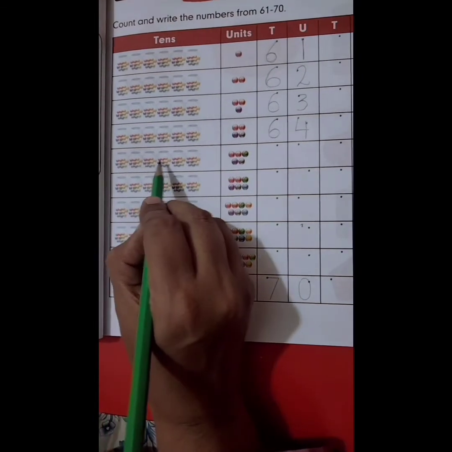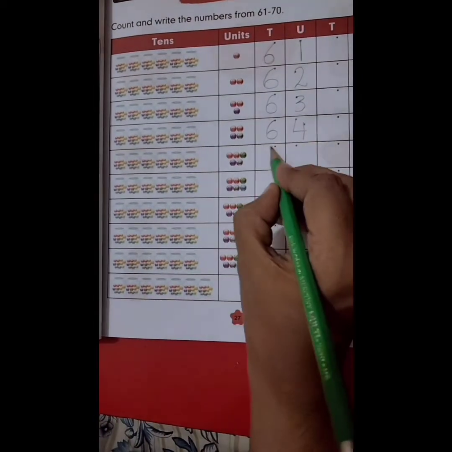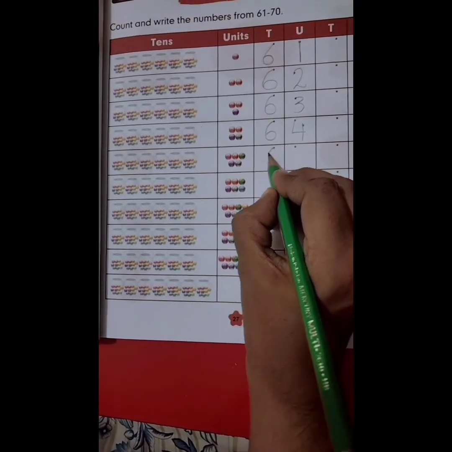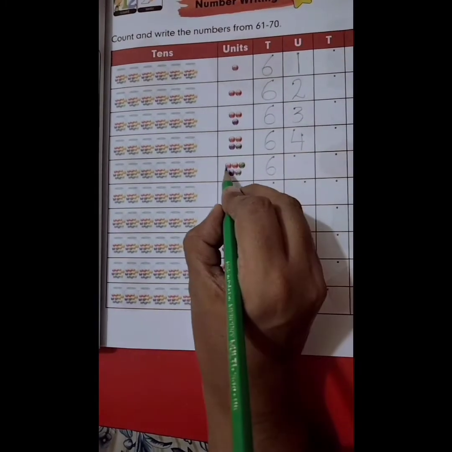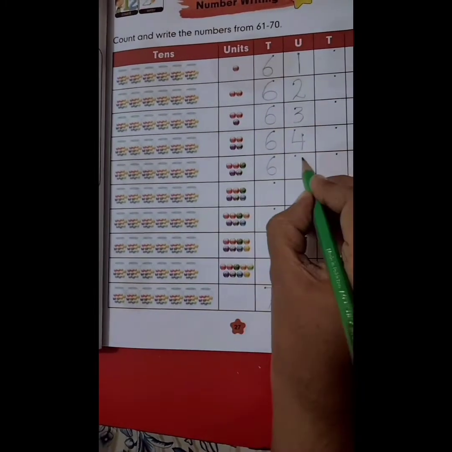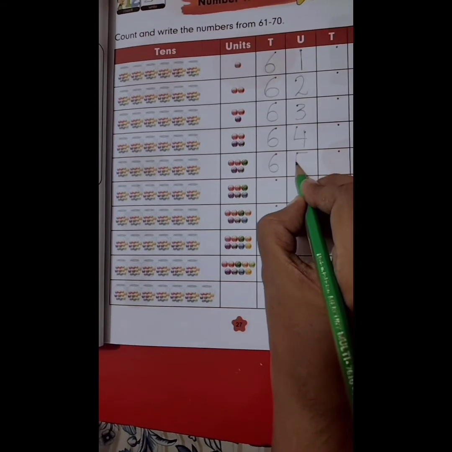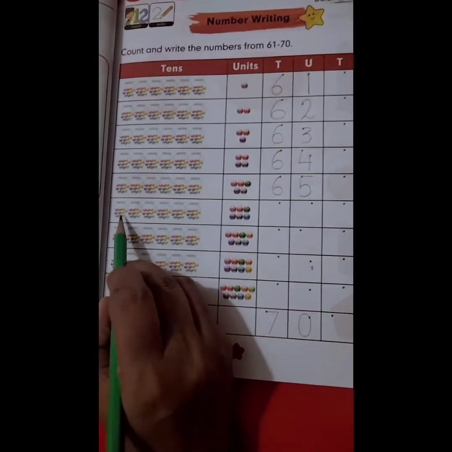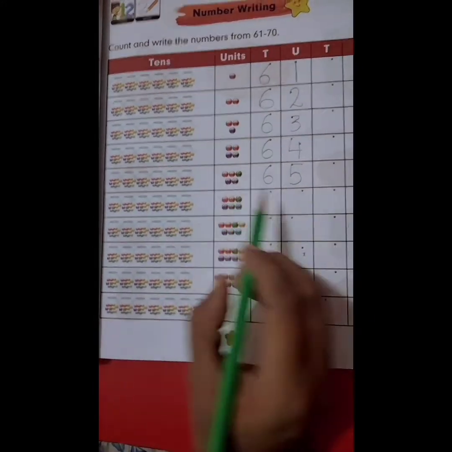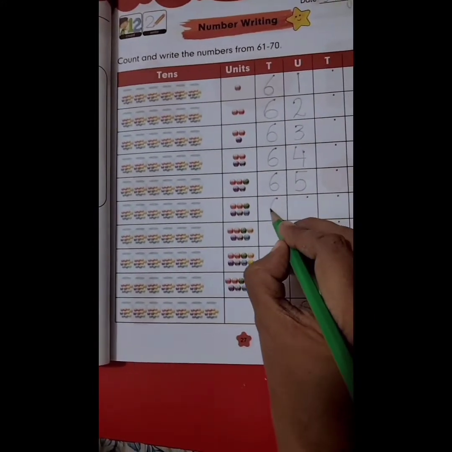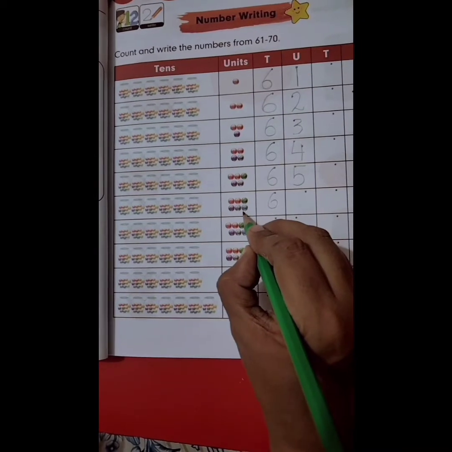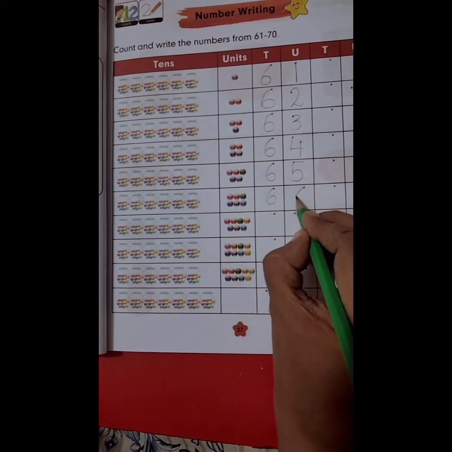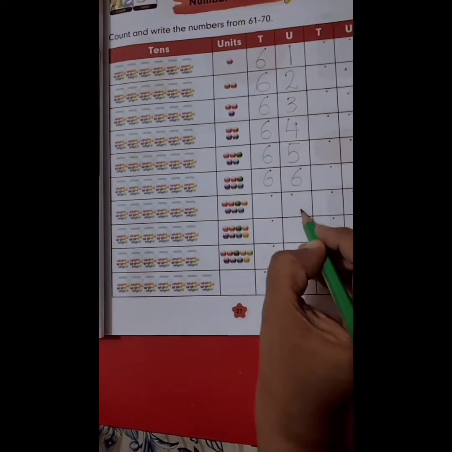1, 2, 3, 4, 5, 6. 6 jars. So we have to write here 6 tens. 1, 2, 3, 4, 5. So we have to write in the unit column 5. It becomes 65. Count the jars. Then write it here 6. How many units? 6. It becomes 66.